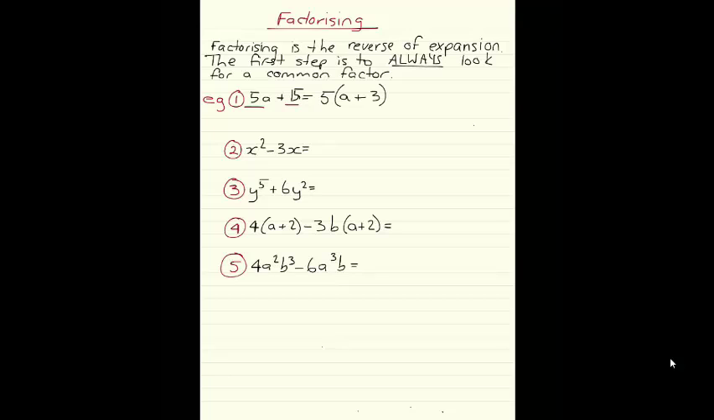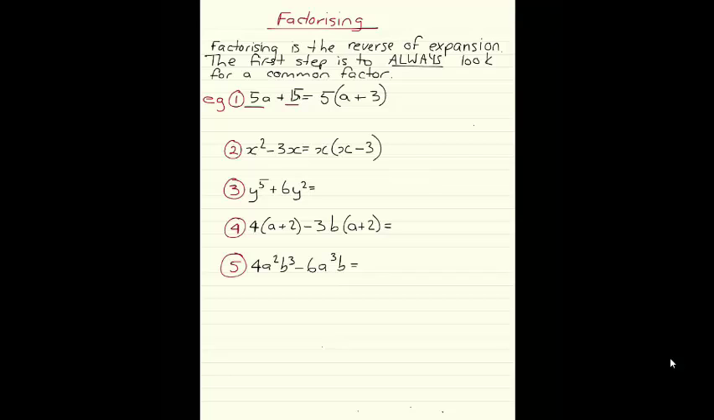Sometimes though, you're not looking for a number, you're going to be looking for a pronumeral. So in x squared minus 3x, our common factor is x. So x squared divided by x leaves me with x. Minus, because it's a minus in the expression, 3x divided by x leaves me with 3.